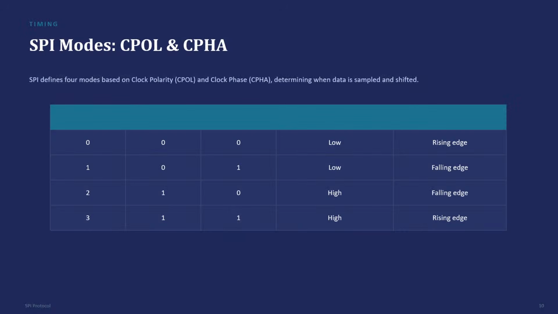And now, how are we going to send the data and sample the data? Let us try to understand. Let's say this is my master and this is my slave.